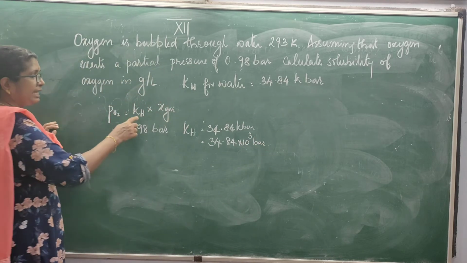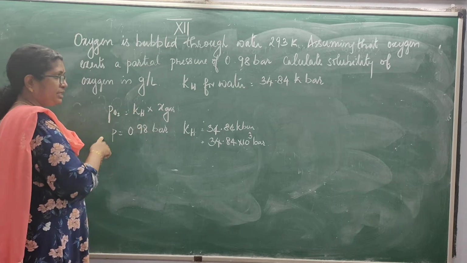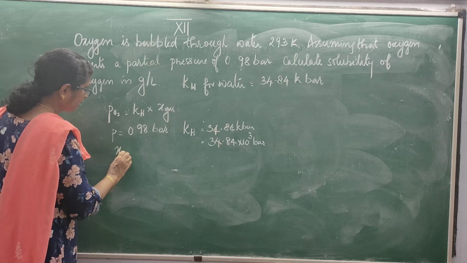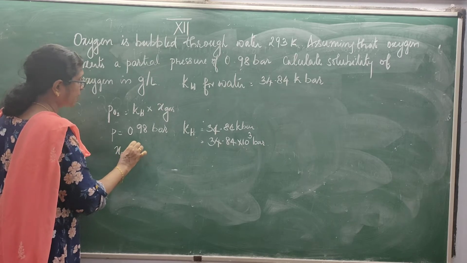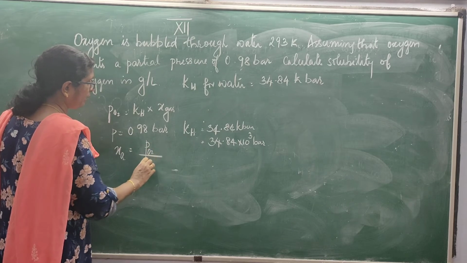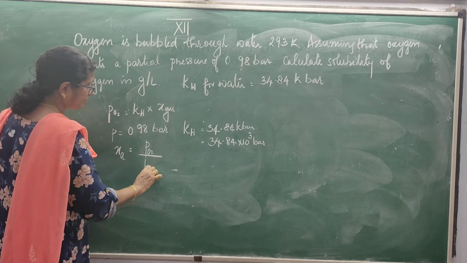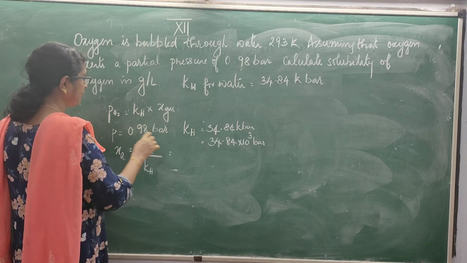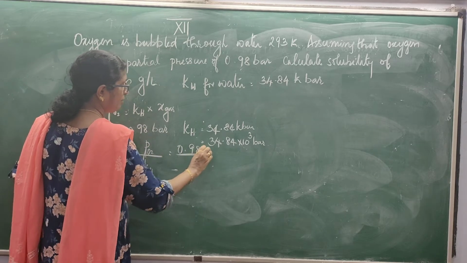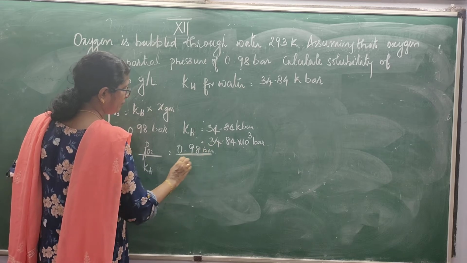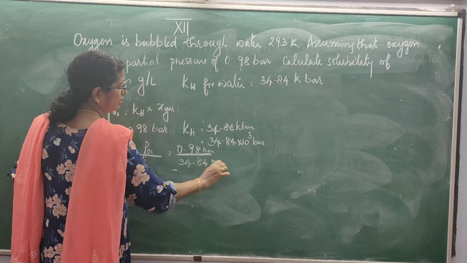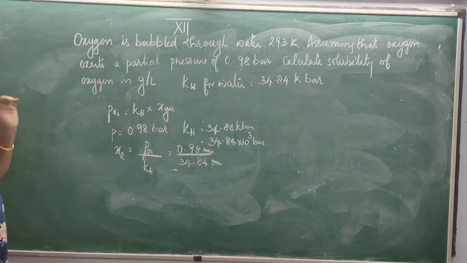Now from this, kh is known, partial pressure is known, you can calculate the mole fraction of the gas oxygen. So x of oxygen is equal to P, the partial pressure of O2, by kh. Now what is partial pressure of oxygen? 0.98 bar divided by 34.84 into 10 raised to 3 bar. Now you will get an answer.